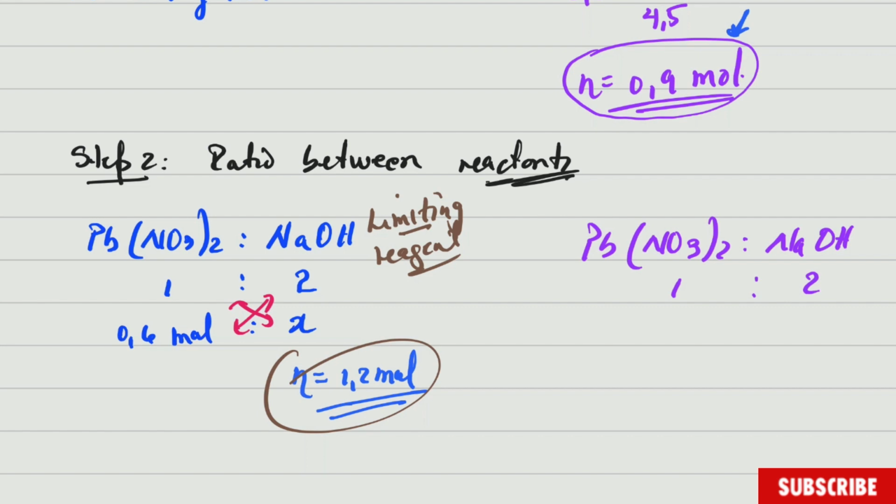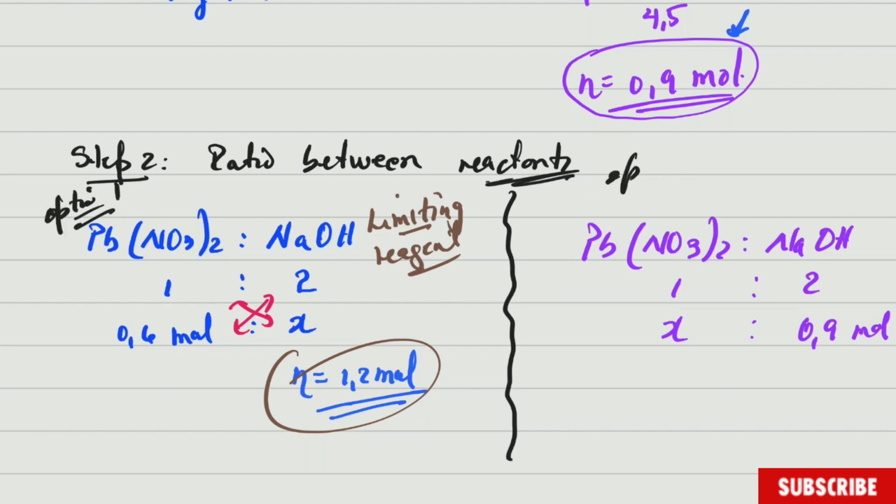That was to identify. If you use the other way, it's the same thing, and you say, if we have 0,9 mole of sodium hydroxide, how much lead 2 nitrate will I need? Guys, note the following. This is option 1, and this is option 2. You do not have to do both. You have to do one of the two, either one.